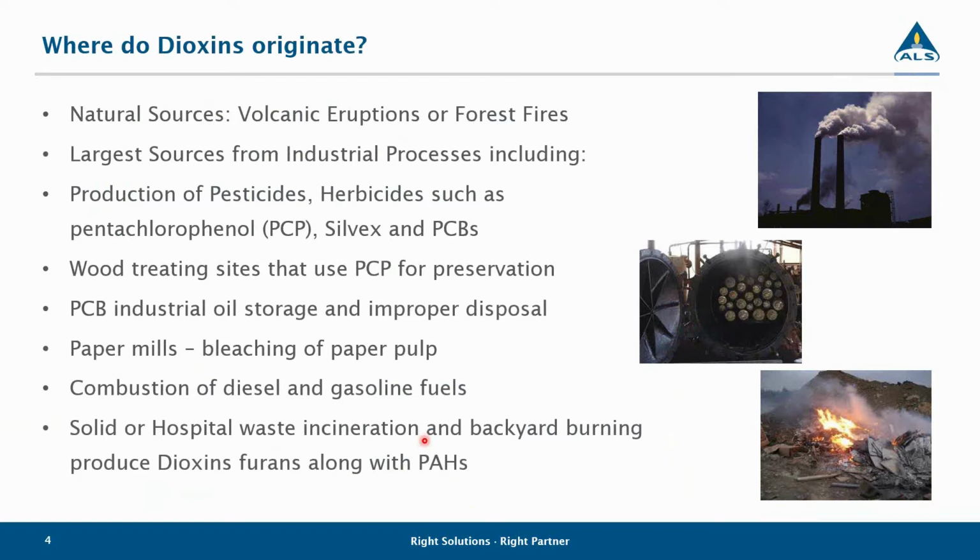Uncontrolled waste incinerators, including solid waste and hospital waste, and even backyard burning, are all major contributors in dioxin and furan production. Motor fuel combustion is another source, both diesel and gasoline. The deposition of dioxins and furans into the environment from all these varying sources causes entry into the food chain, and that is where 90% of human exposure comes from.